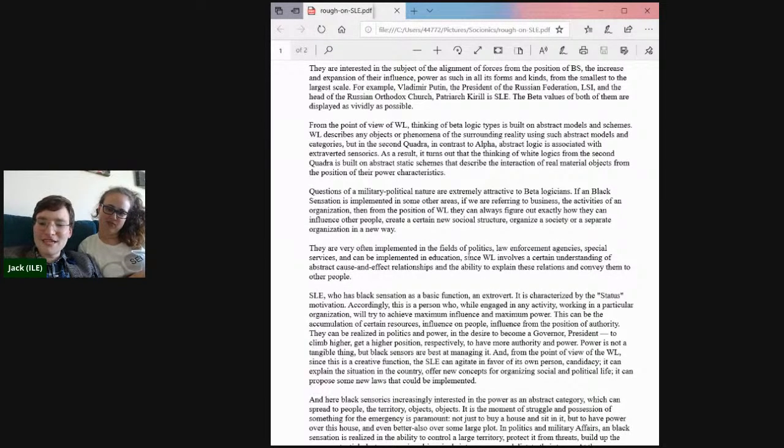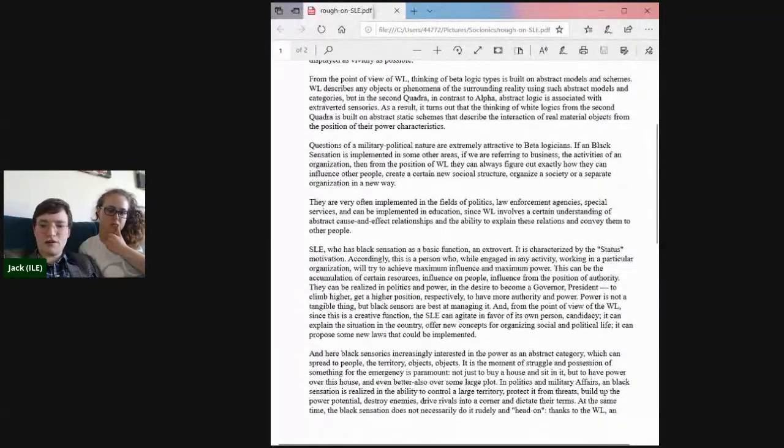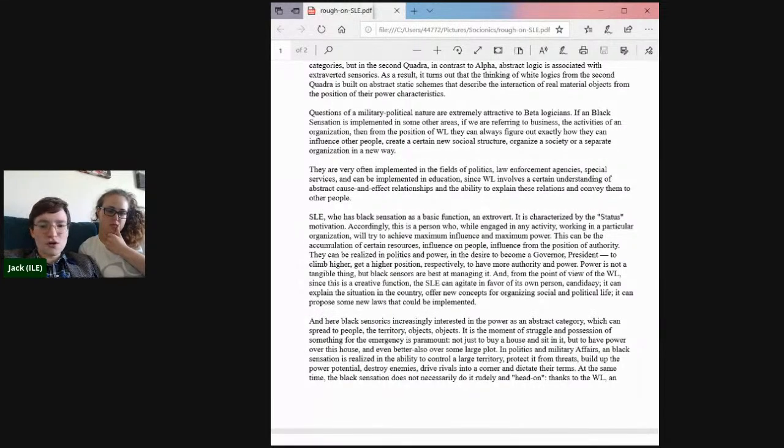They're very often implemented in the fields of politics, law enforcement agencies, special services like special ops. And it can be implemented in education, since white logic involves a certain understanding of abstract cause and effect relationships and the ability to explain these relations and convey them to other people. And it says here that SLE, who has black sensation as a basic function, so this is the type I'm meant to be, an extrovert, is characterized by status motivation. So accordingly, this is a person who, while engaged in any activity, working in a particular organization, will try to achieve maximum influence and maximum power. This can be the accumulation of certain resources, such as influence on people, influence on the position of authority. They can be realized in politics and power, in the desire to become a governor, a president, to climb higher, get to a higher position, respectively, to have more authority and power.